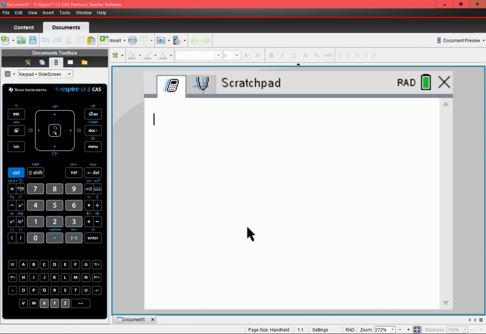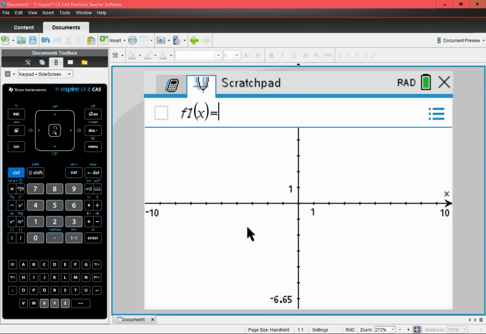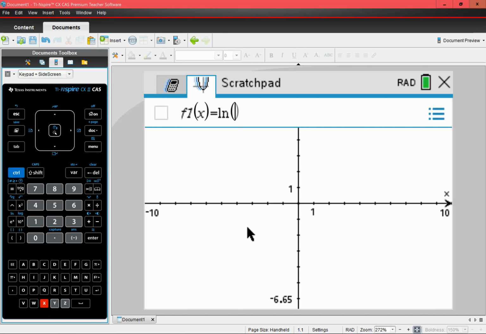And we're going to go ahead and just graph each equation. So I'm going to go ahead and graph the natural log of x. Come on, calculator. There we go. And I'm also going to go ahead and graph the equation 5 minus x.